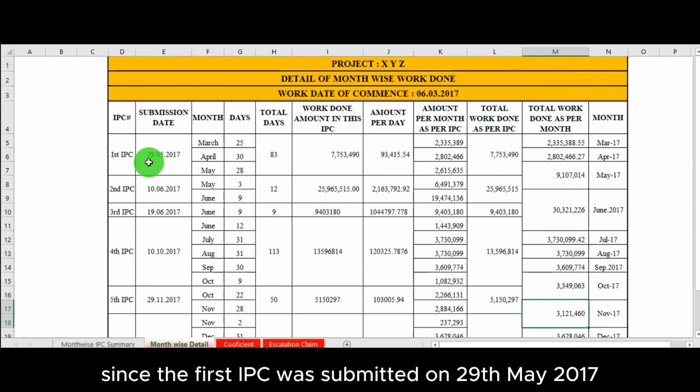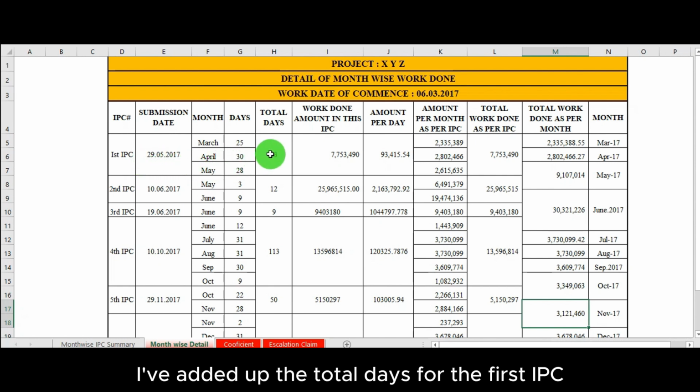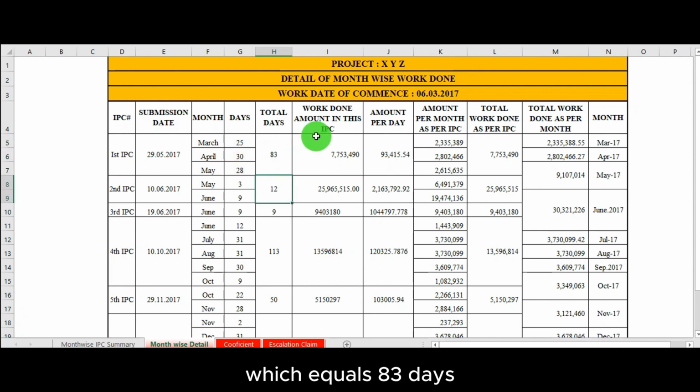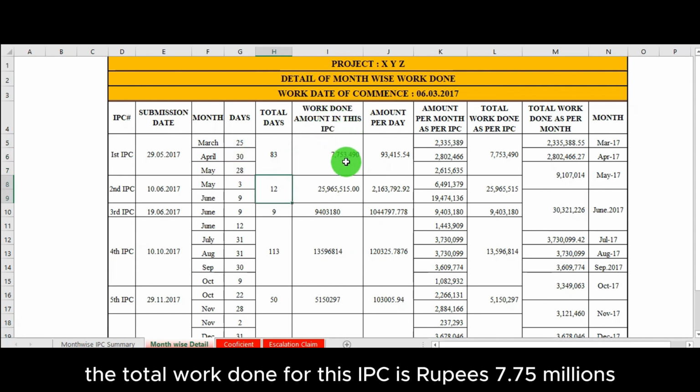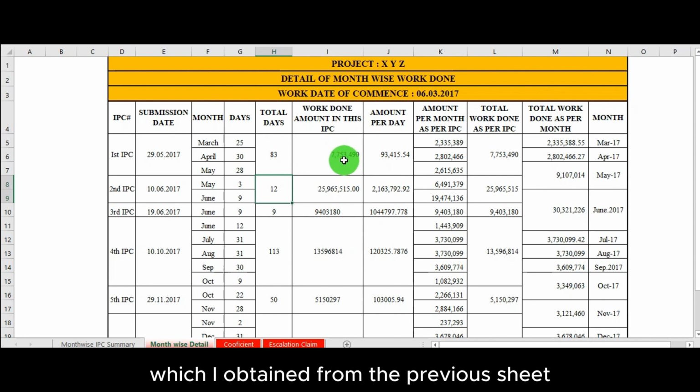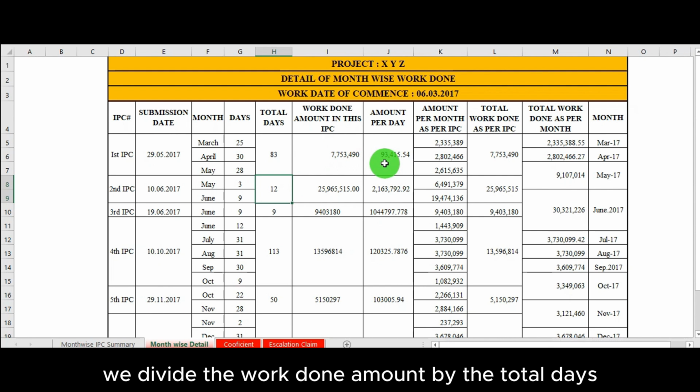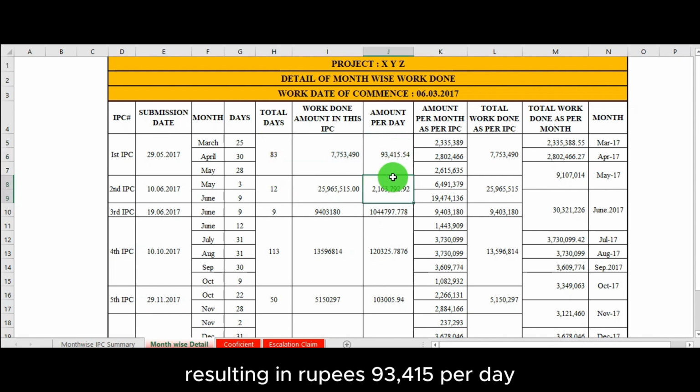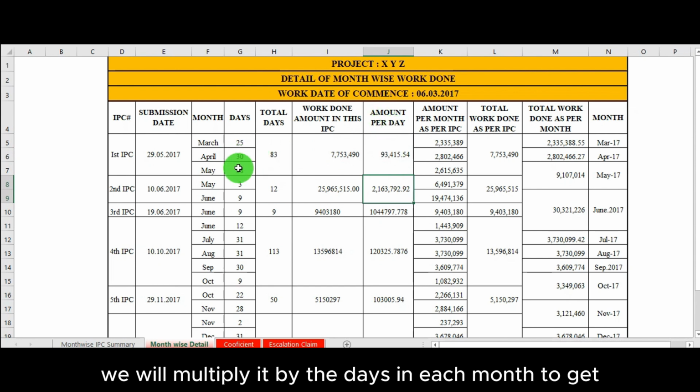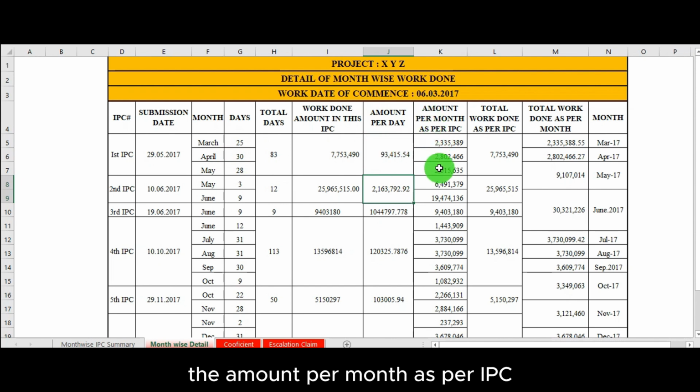Since the first IPC was submitted on 29th May 2017, in the next column, I have added up the total days for the first IPC, which equals 83 days. The total work done for this IPC is rupees 7.75 million, which I obtained from the previous sheet. To find the amount per day, we divide the work done amount by the total days, resulting in rupees 93,415 per day. Once we have the amount per day, we will multiply it by the days in each month to get the amount per month as per IPC.